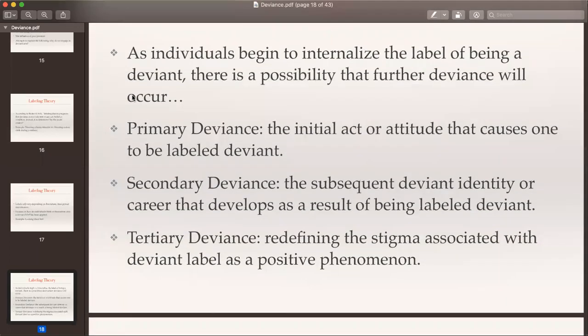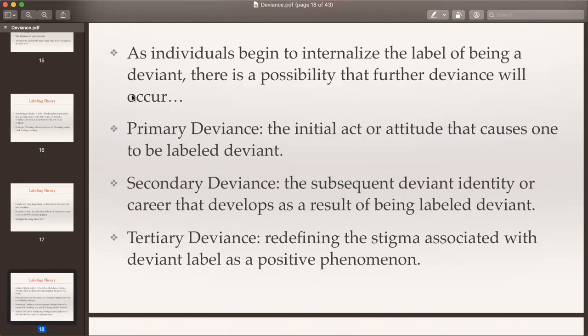And so we look at it from the perspective of what we call primary deviants, secondary deviants, and tertiary deviants. Primary deviance is the initial act or attitude that causes one to be labeled a deviant. You walk into a store when you're a teenager, you decide to steal, maybe it's a screen for your new phone. You get caught. People begin to view you as a deviant, as a thief. That's the primary act.